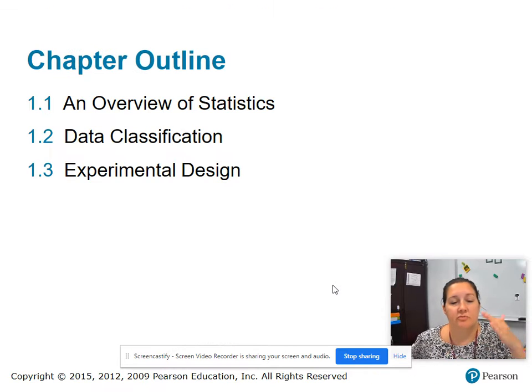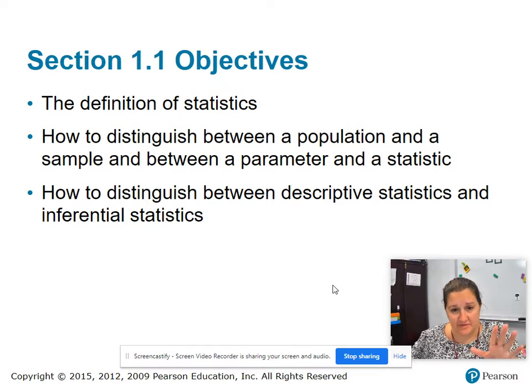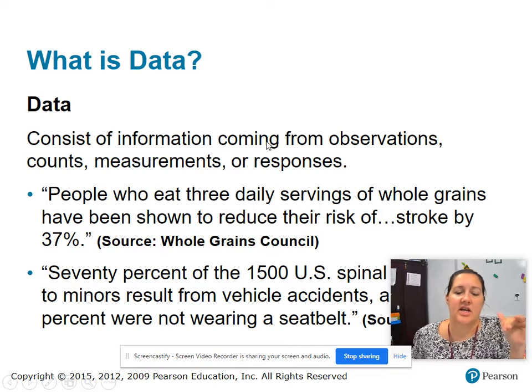Here's the intro. What we're going to do in chapter one is lots of vocabulary. So the overview: data classification, experimental design, lots of vocab. Did I mention that? All right. The keywords here: population, sample, parameter, statistic, descriptive statistics versus inferential statistics.